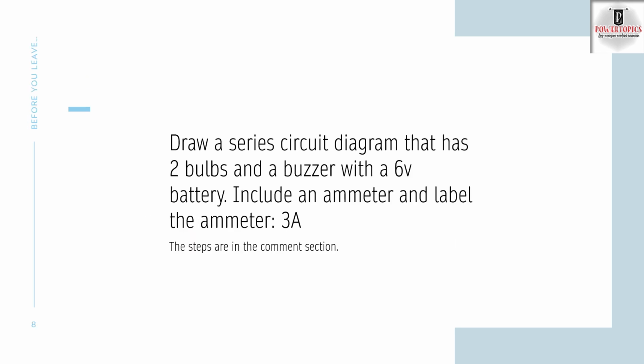Before you exit this video, draw a series circuit diagram that has 2 bulbs and a buzzer with a 6 volts battery. Make sure to include an ammeter and label the ammeter with 3A.